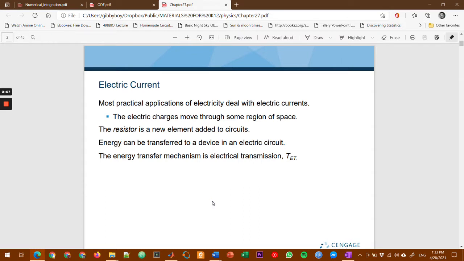Today's topic, or today's discussion, will be on current and resistance. In this chapter, we will look into charges in motion. During our discussion on the previous four chapters, we focused on electrostatics, so the charges we were concerned with were considered static, which is simpler. This time, we will look into charges that move. So that's why we have current.